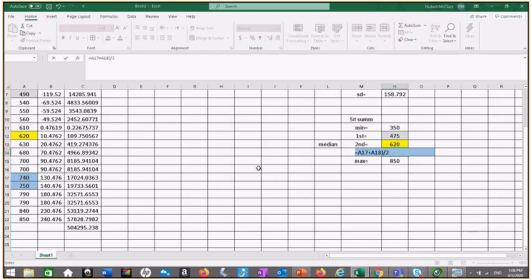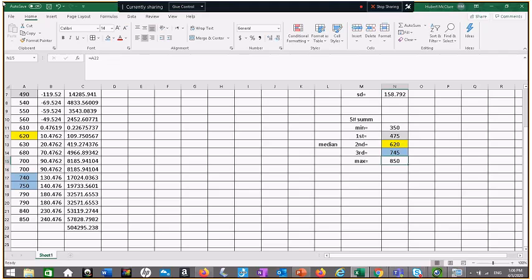Just go away. Parentheses. Now, hopefully, since I added all the numbers to the problem, these are our new numbers: 350, 475, 620, 745, and 850.